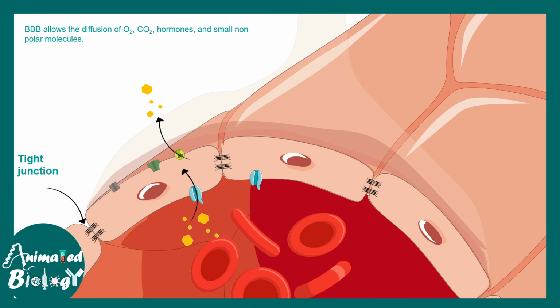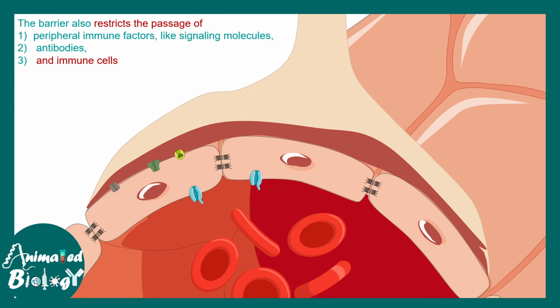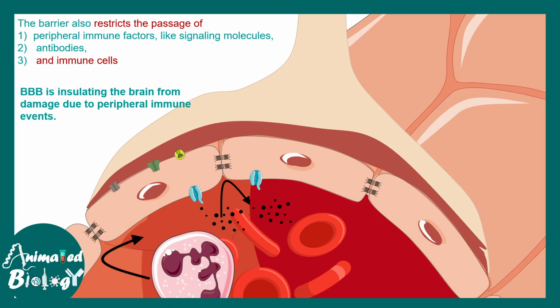There are transporters such as glucose transporters which help in glucose uptake in the brain. But there are these selectivity filters. These tight junctions prevent harmful bacteria or pathogens from entering the brain, thereby protecting the brain from these kinds of harmful effects. So overall, the blood-brain barrier is insulating the brain from damage due to peripheral immune events.